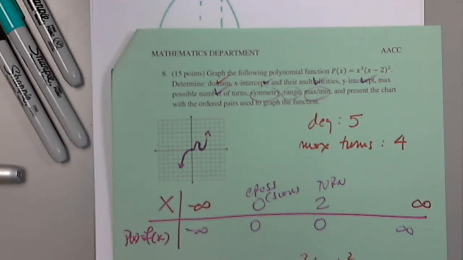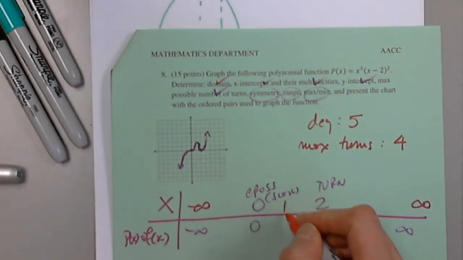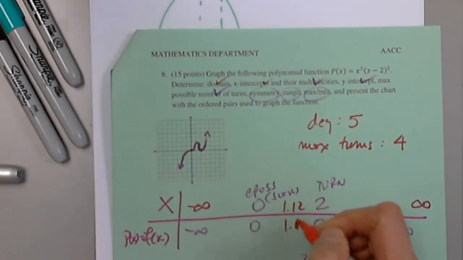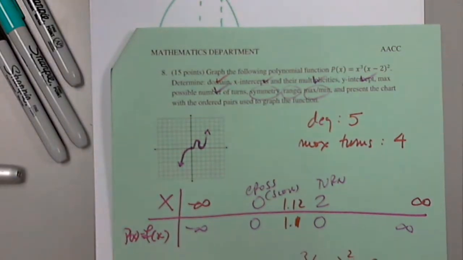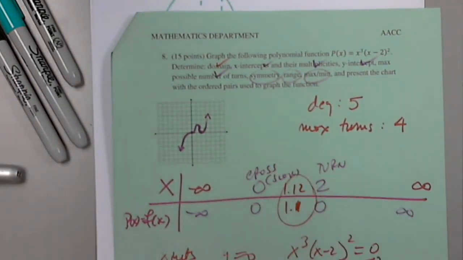So second, calc. I want a maximum from 0, enter, to 2, enter, no guess, just give me the maximum. 1.12, 1.1. And I put them right here. If I'm asked now to find the range, what will be the range of this function?